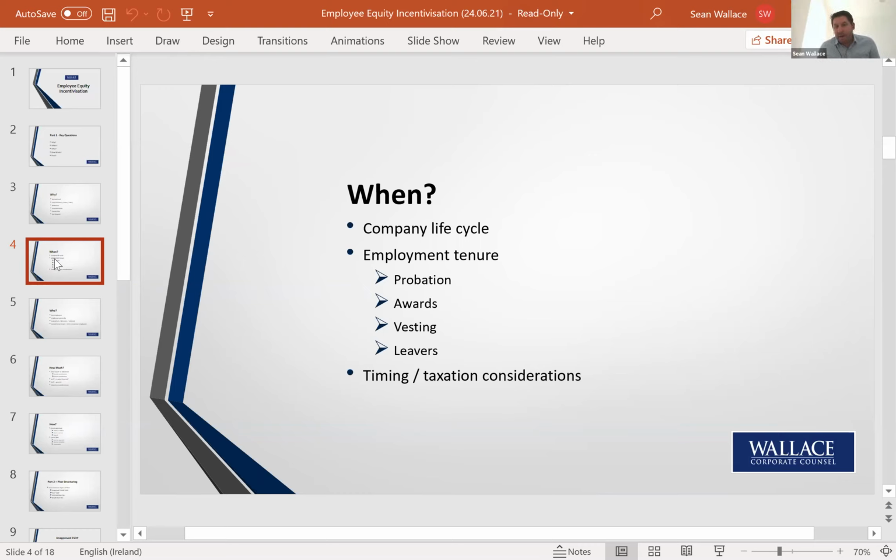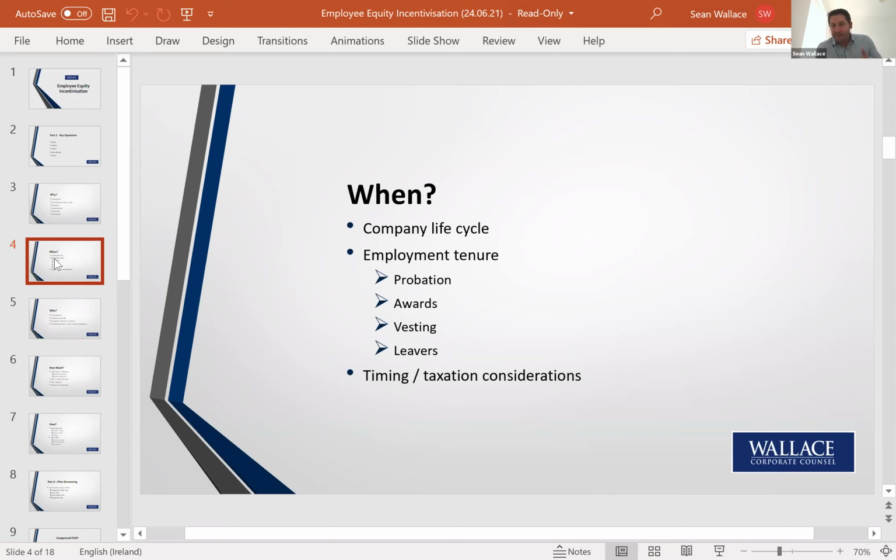Back to the when. I think it's important to consider, if you have a plan in place, when do you reward your employees? Hopefully most businesses will have a probation system whereby employees will serve a 3 to 6 month period of probation. If you don't, you should consider that. Given the nature of Irish employment law, it's very, very difficult to move on employees that aren't working out. So I would look at share or option awards post probation.